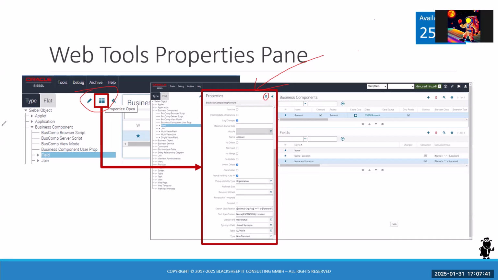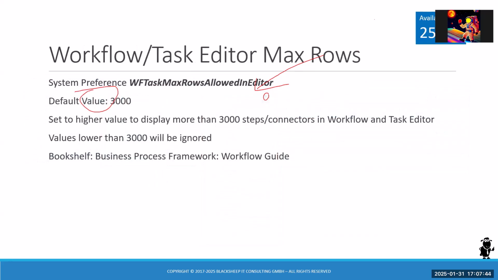Okay, next tiny addition that has been noted in Bookshelf: there's a system preference for, I don't know who creates a workflow or task in task-based UI with more than 3,000 steps or connectors. Those are the child elements. That sounds like a lot. But if you have more than these 3,000 and want to see them in the editor in Web Tools, there's now a system preference you can set to the desired value.